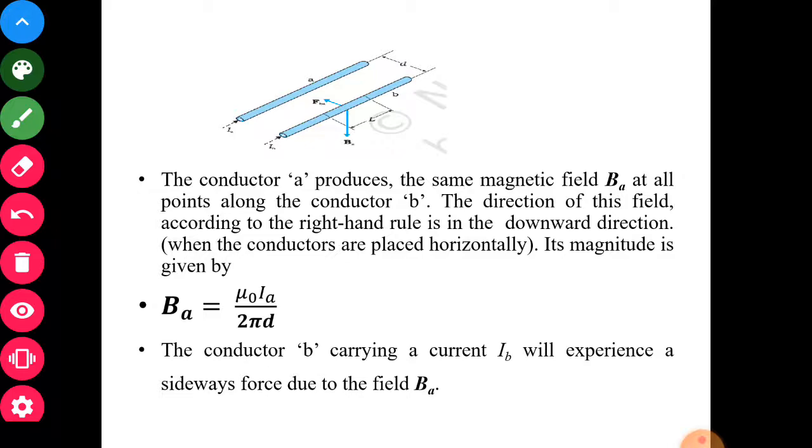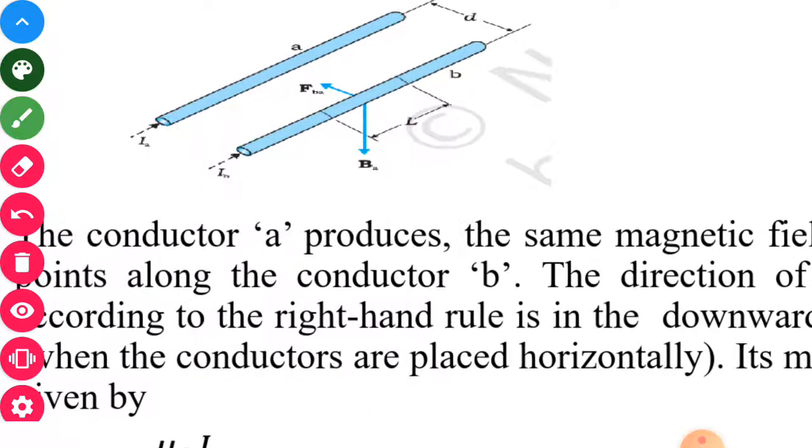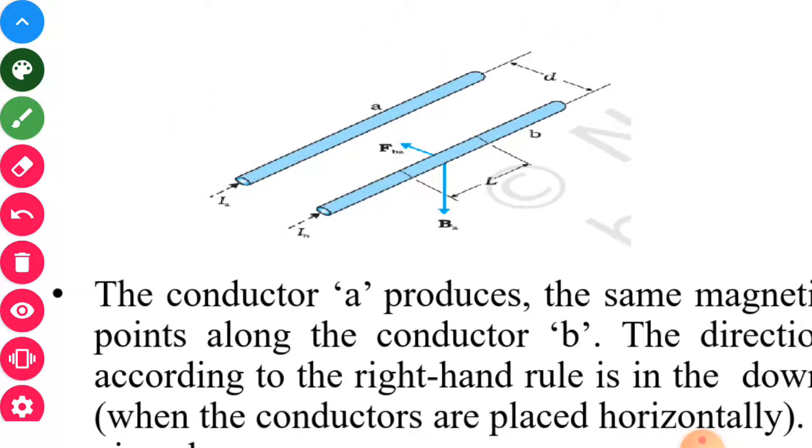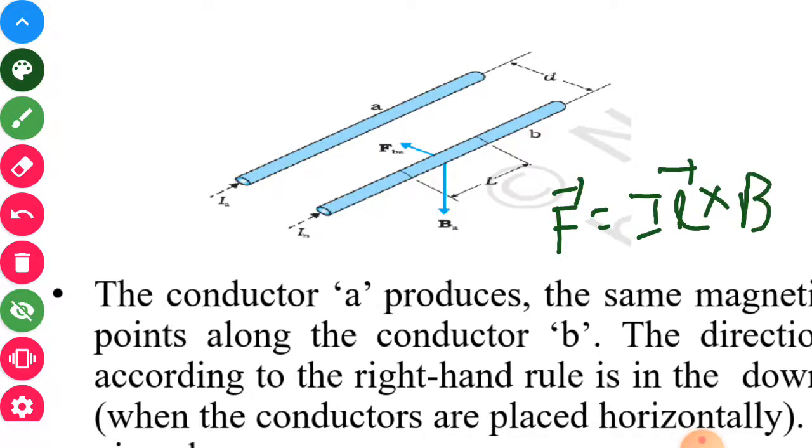Now the conductor B carrying a current IB will experience a sideways force due to field B. Now try to understand. The force exerted on a current carrying conductor when it is placed in a magnetic field is given by F is equal to I L cross B. Okay, so this is a cross product.